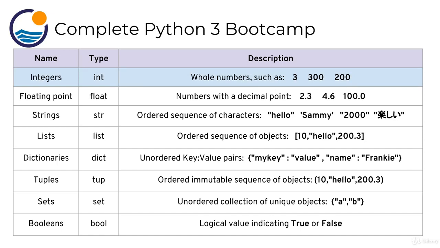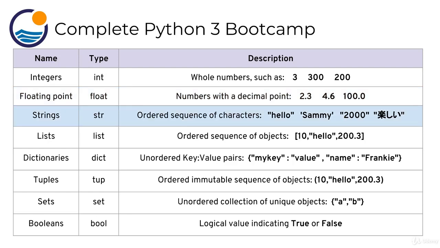We start off with integers, and those are just basic whole numbers, such as 3, 300, 200. Then we have floating point numbers, and those are numbers with a decimal point, 2.3, 4.6, 100.0. And notice here that even if you have 100.0, that still counts as a floating point number. That's no longer an integer because it has a decimal point.